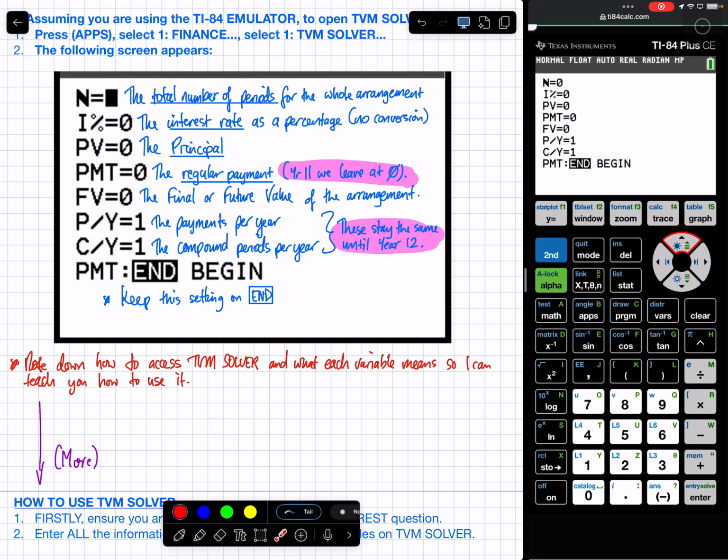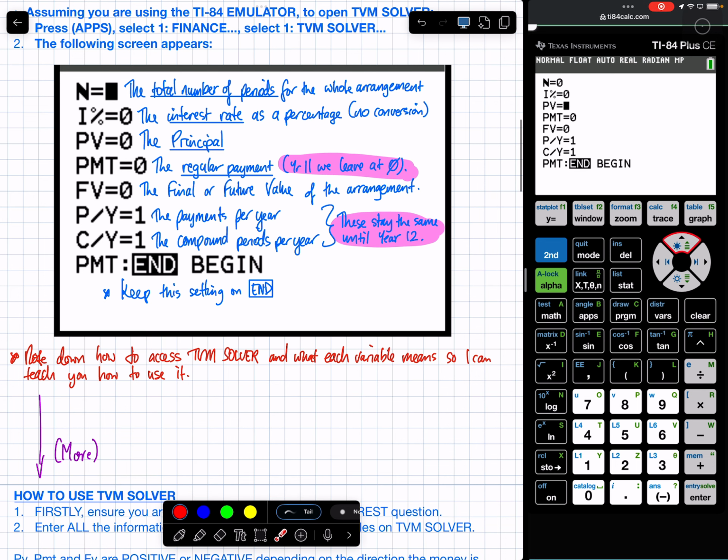Okay? Lastly, can you please keep PMT on end? You can see it's already highlighted on the calculator as end. So just get that little window down. What do the variables mean?